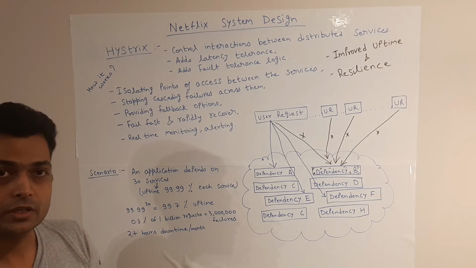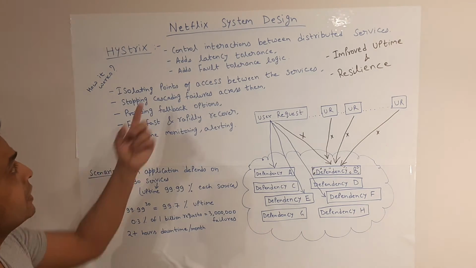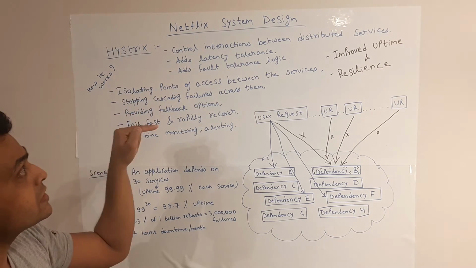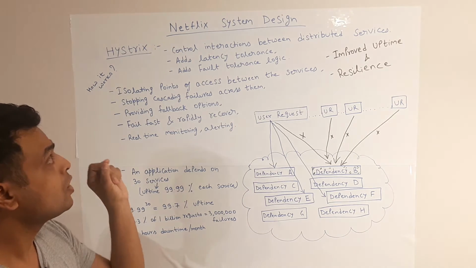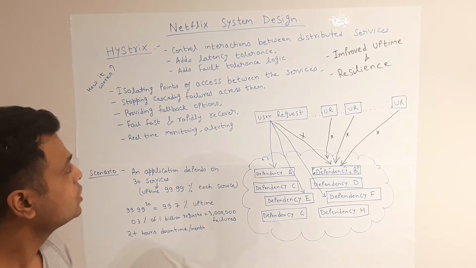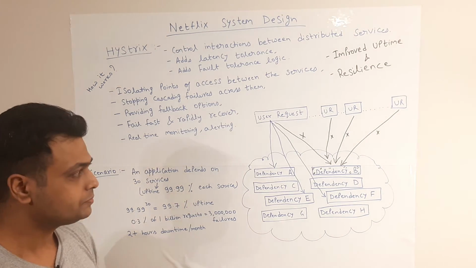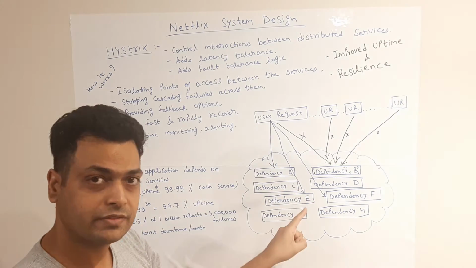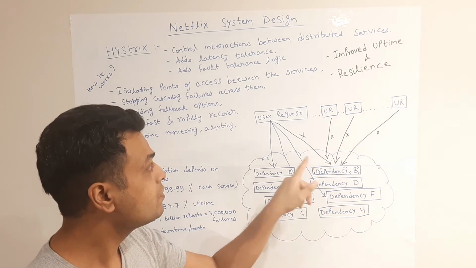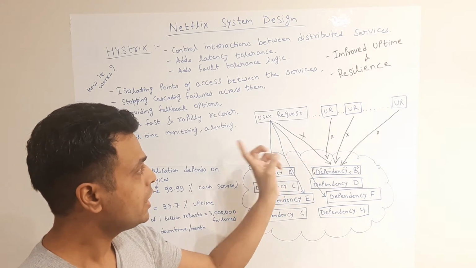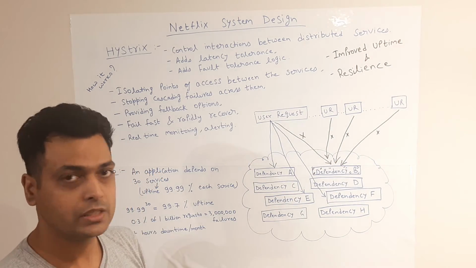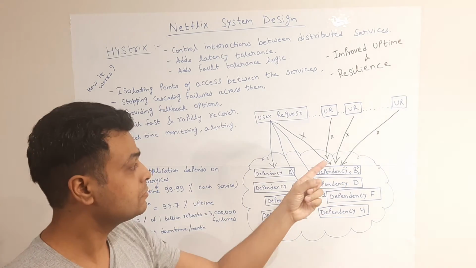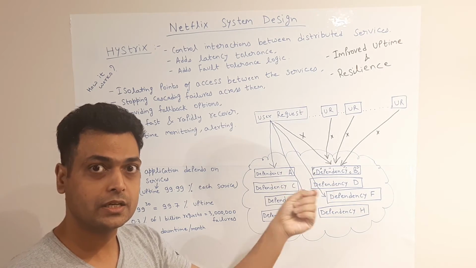Let us try to understand what it does. It basically controls interaction between distributed services, and it adds latency tolerance and fault tolerance logic. The way it does this is, suppose there are many services and all of them are working fine. One of the dependencies fails for a user request, and there are many millions or billions of requests coming. So all the requests at the same time for that service might result in delay or failure.